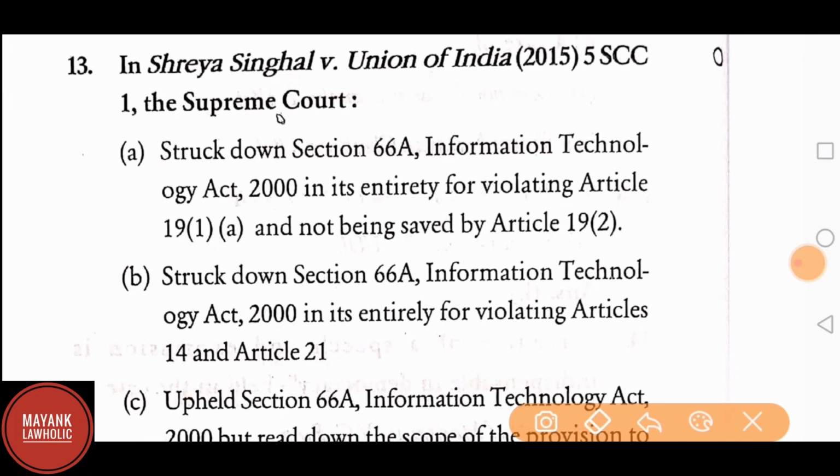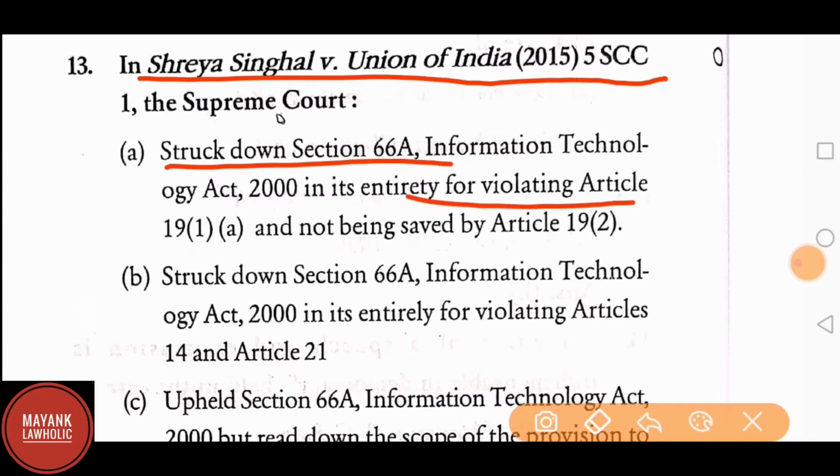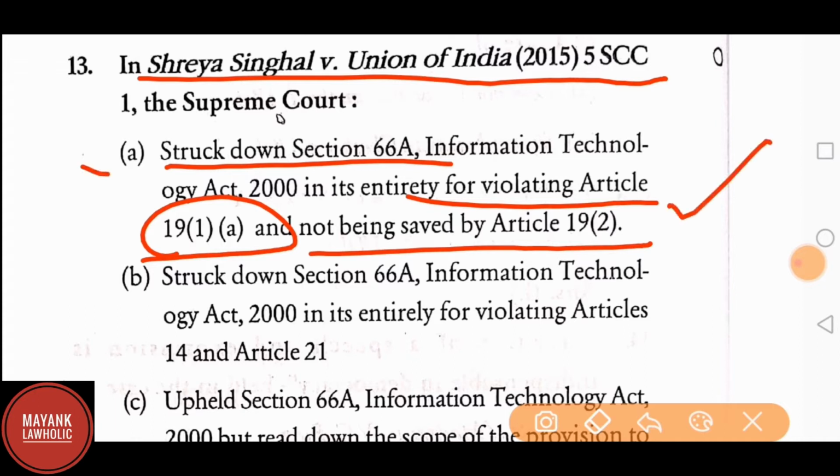Question number 13. In Shreya Singhal versus Union of India 2015, the Supreme Court struck down Section 66A Information Technology Act 2000 in its entirety for violating Article 19(1)(a) and not being saved by Article 19 Clause 2. This is the right answer. So the correct answer is option A.